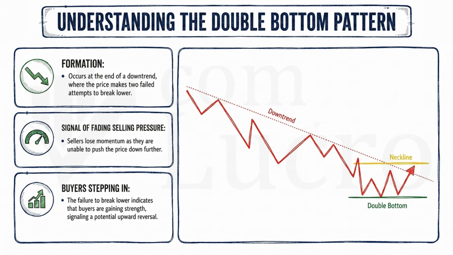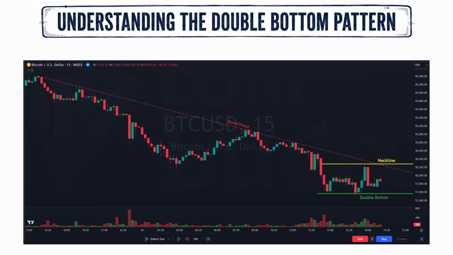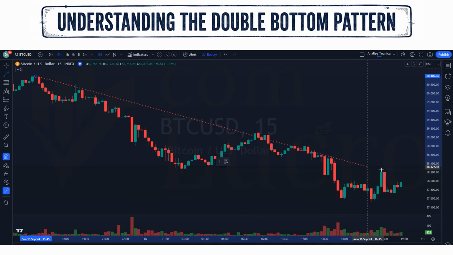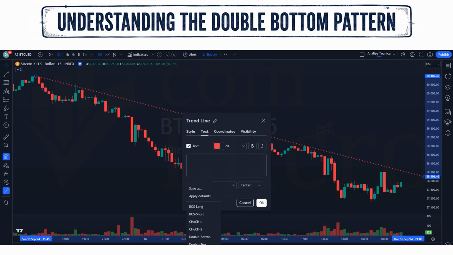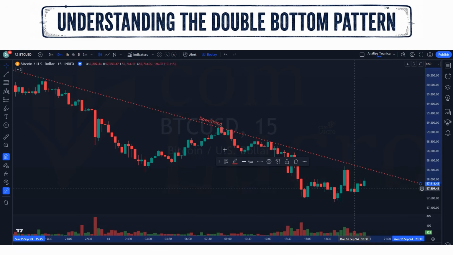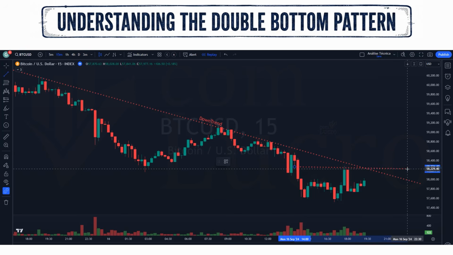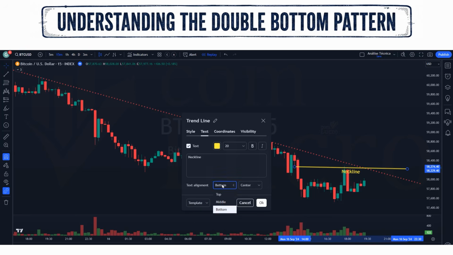Now, let us examine the double bottom, which works in the opposite direction. This formation usually develops near the end of a downtrend and indicates that selling pressure may be weakening. Price falls into a support area, bounces, and then returns to approximately the same level. During the second test, sellers fail to produce a meaningful lower low, suggesting that buyers are beginning to defend the area. Looking again at the Bitcoin against the US dollar chart, price creates the first low before bouncing. It then declines once more, but fails to break convincingly below the previous low, forming the second trough.